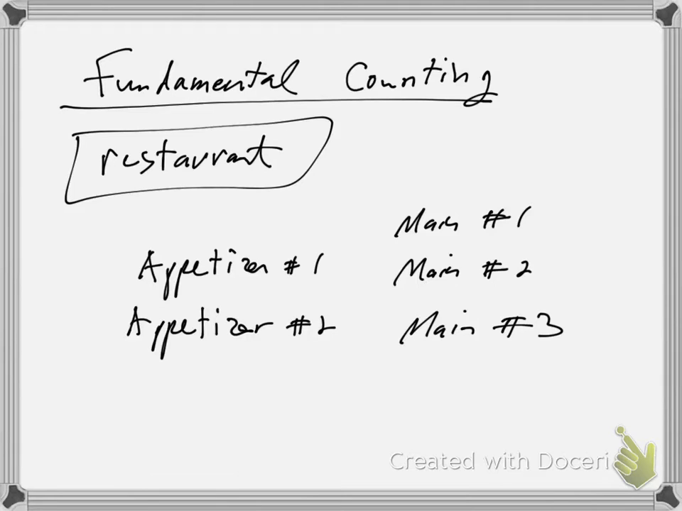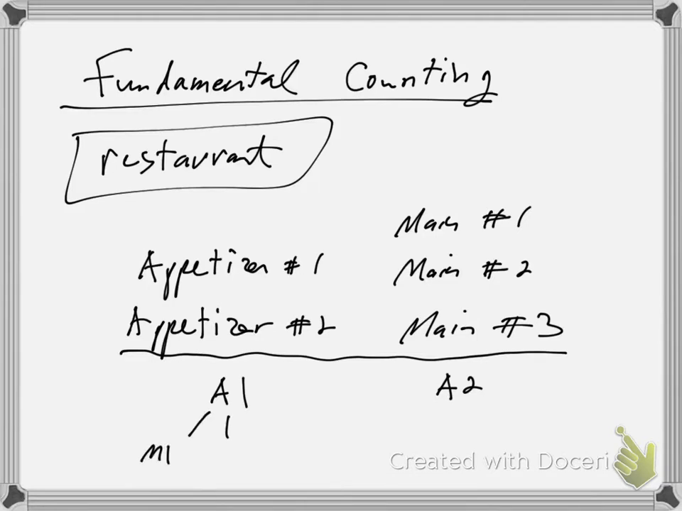Well, if I were to diagram this, how many different meals could I have with an appetizer and a main meal? I could draw a little tree diagram here, below this line. I'll call this appetizer 1 and appetizer 2. I can pick either one of those two. After appetizer 1, I could have main meal 1, main meal 2, or main meal 3. And after appetizer 2, I could choose main meal 1, main meal 2, or main meal 3. So how many total choices is that?